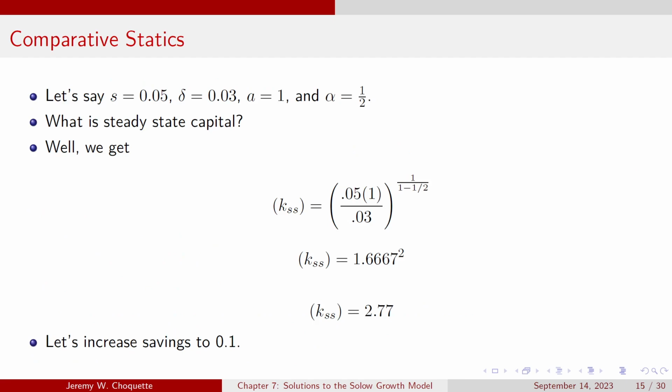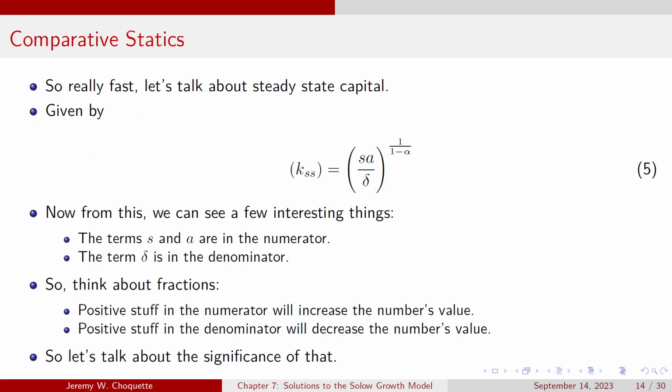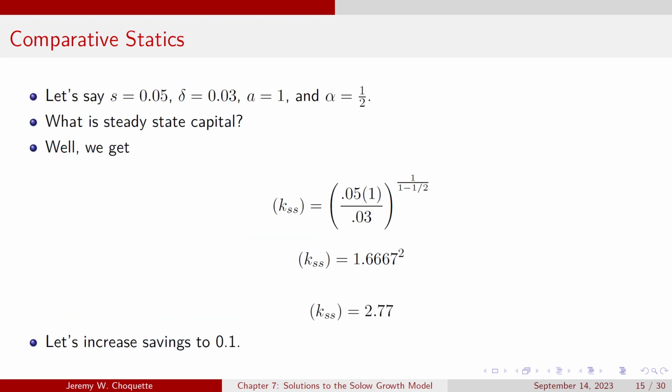And if we chug through some numbers here, we'll see why. So let's say savings is 5%, depreciation is 3%, A is 1, so there's no technological growth, and alpha is 1/2. What is steady state capital going to be? Well, I plug everything in, just using this formula right here, equation 5, and I get steady state capital being 2.7.